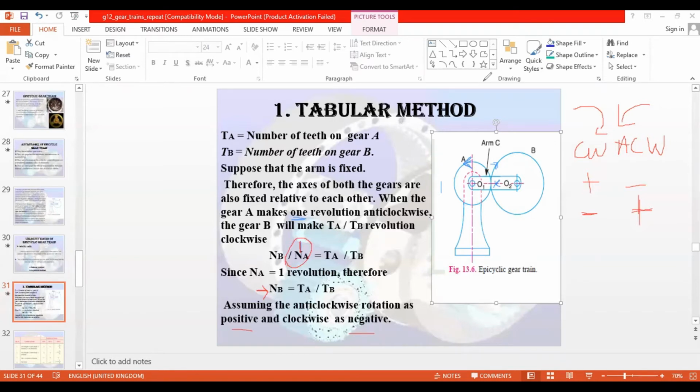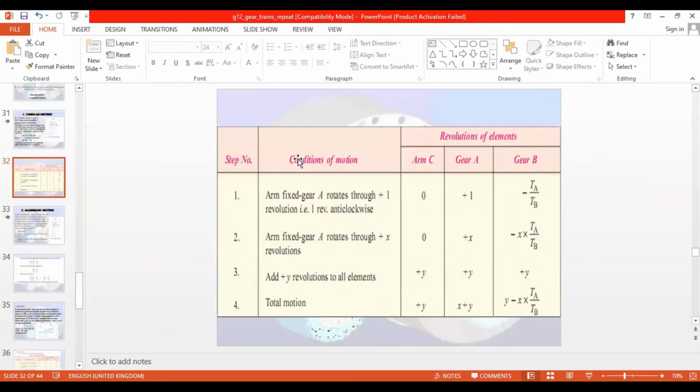Now we'll see how to put them in the equation, right? So this is a table of conditions of motion. We'll specify the conditions and then put them in the table. Arm fixed, gear A rotates through +1 revolution. So the condition is that the arm is fixed, so no movement for the arm.